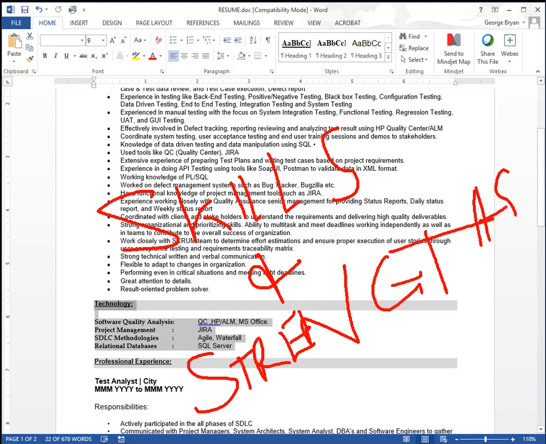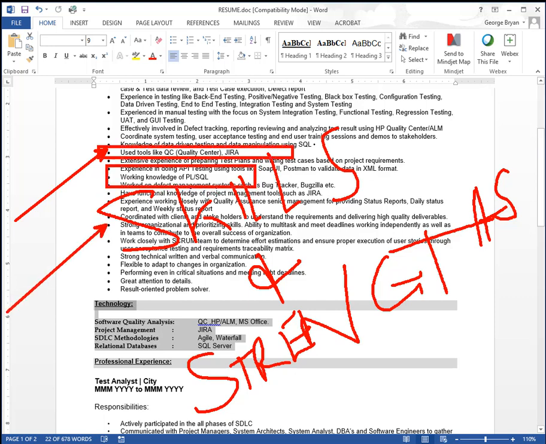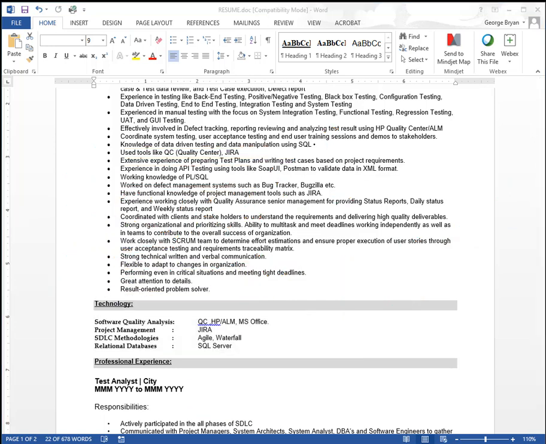It's hard to type. It's our strengths, right? All of these things here are strengths. To use tools like QC, working knowledge of this. I mean, these are our strengths. It's our skills and our strengths. Great attention to detail.